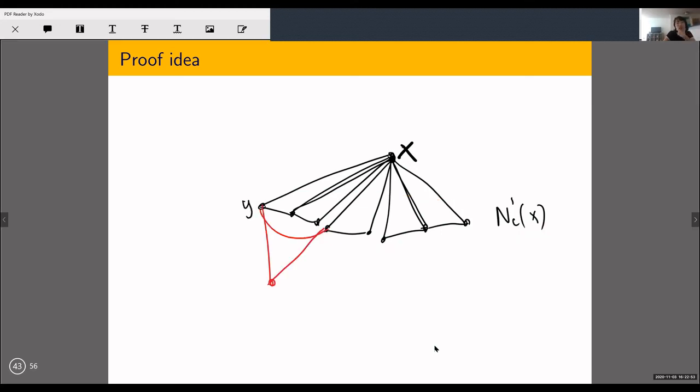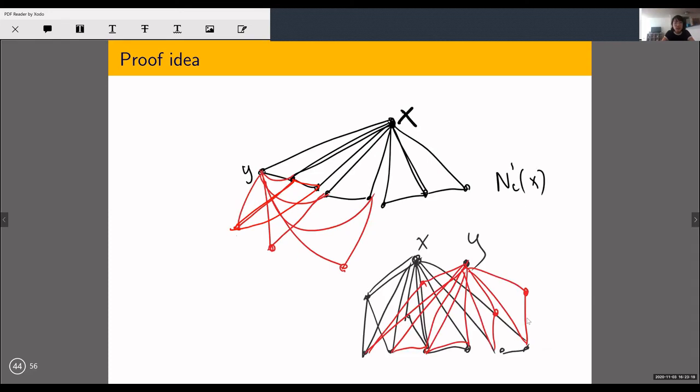Okay, so let me take some vertex Y, which is in the first neighborhood of X. And I want to show that there are not too many edges of the form Y, some other vertex in this first neighborhood, and then maybe something else outside here. So basically the number of edges which intersect this neighborhood in at least two vertices.